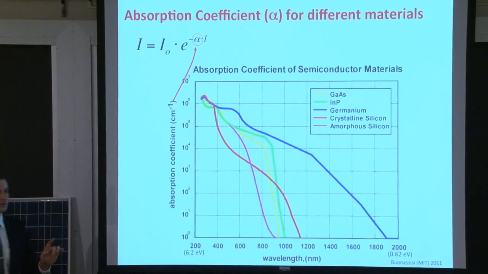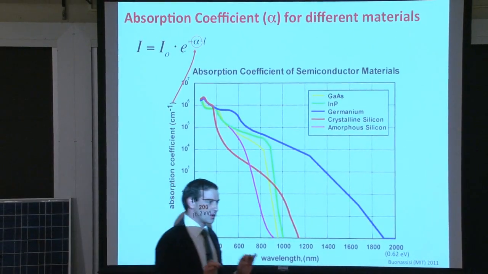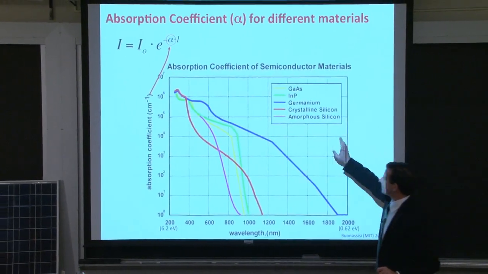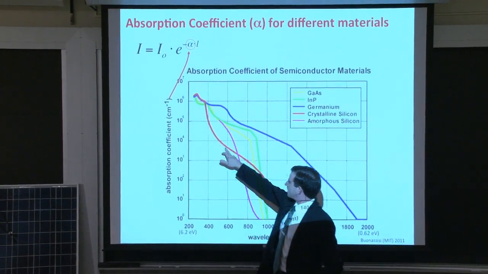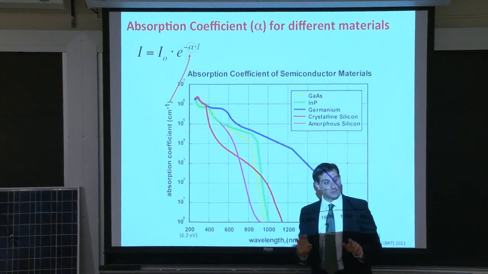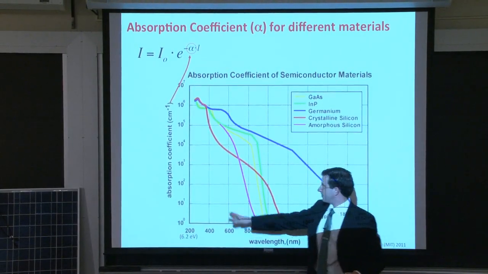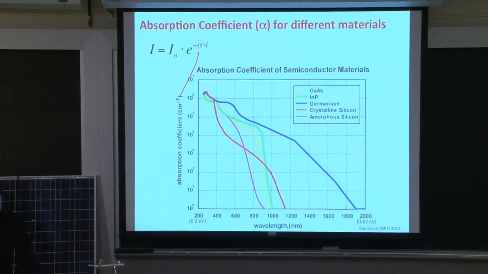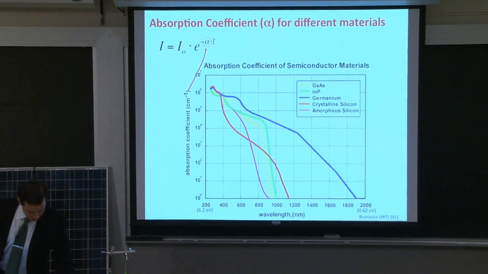What I want you to do is turn to your neighbor, and once again, with your neighbor, calculate what thickness of material, what thickness of gallium arsenide, the yellow curve, and what thickness of silicon, the red curve, is necessary to absorb 90% of the incoming light at 550 nanometers. You go for it. I'll give you, say, a couple minutes.